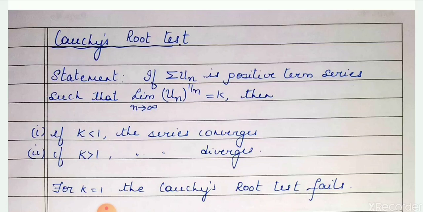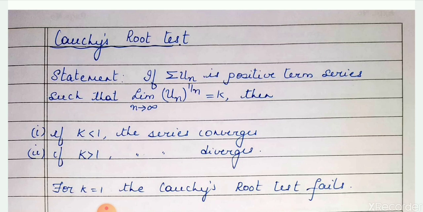In this lecture, we shall discuss the next test, that is the Cauchy root test. If sigma un is a positive term series such that limit of un raised to 1 by n as n tends to infinity is equal to k, then if k is less than 1, the series converges. If k is greater than 1, the series diverges.